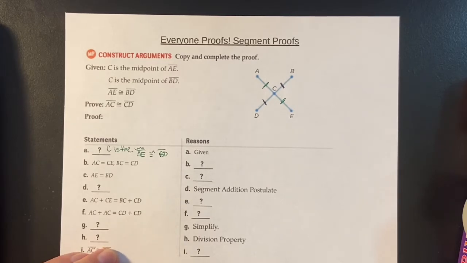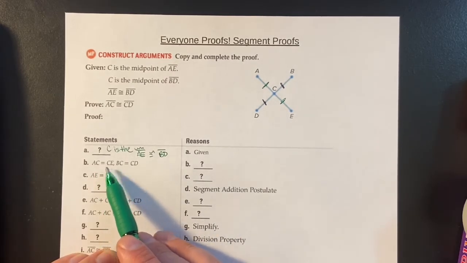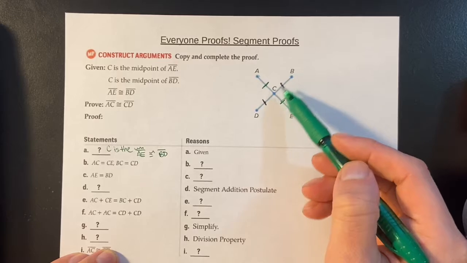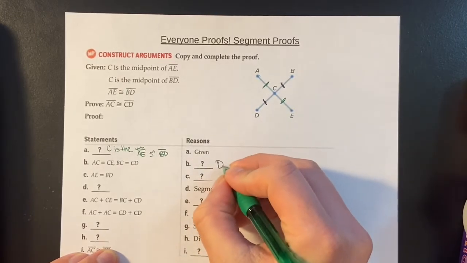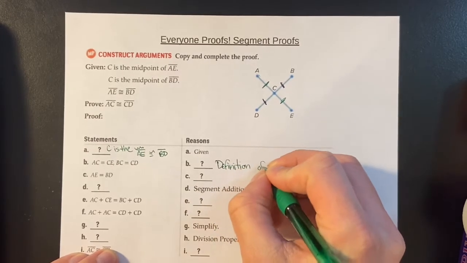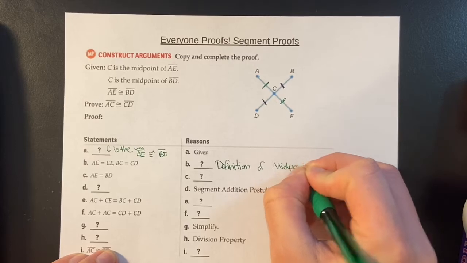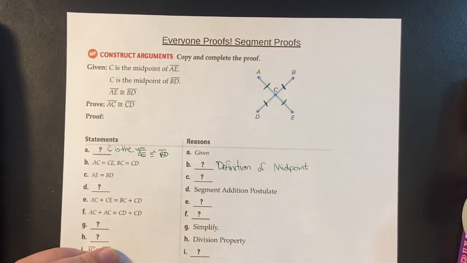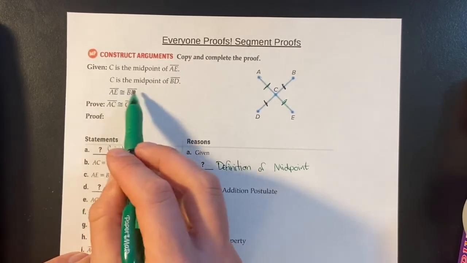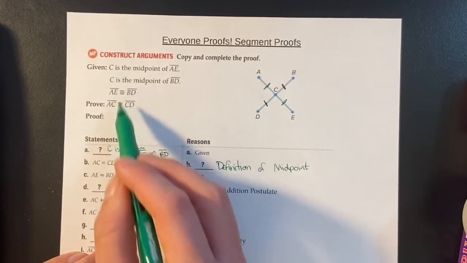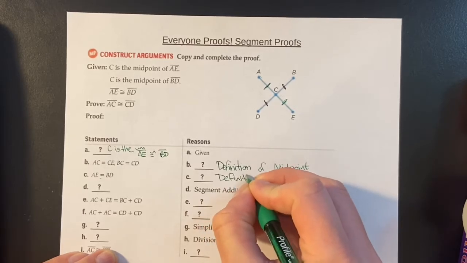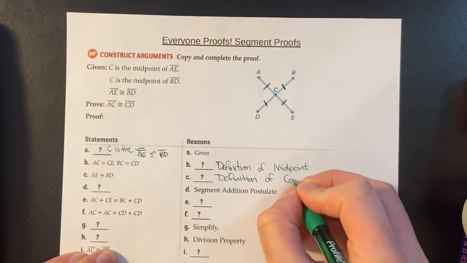All right. AC equals CE, and BC equals CD by the definition of midpoint. Okay, it's the midpoint that makes those guys equal to each other. AE equals BD. Well, where do I get that from? I get that from my given. So because these guys are congruent, their measures are equal to each other. So that's the definition of congruence.